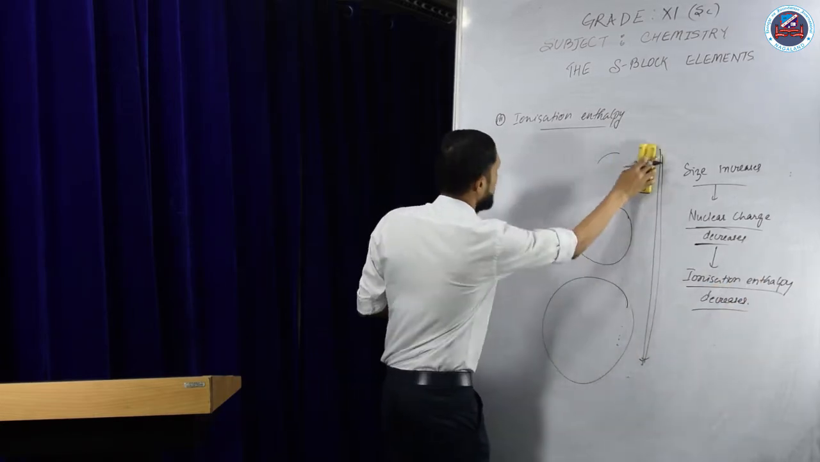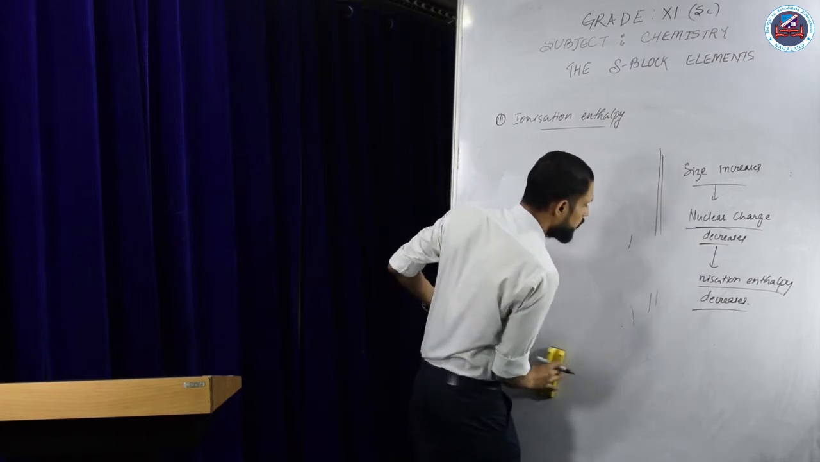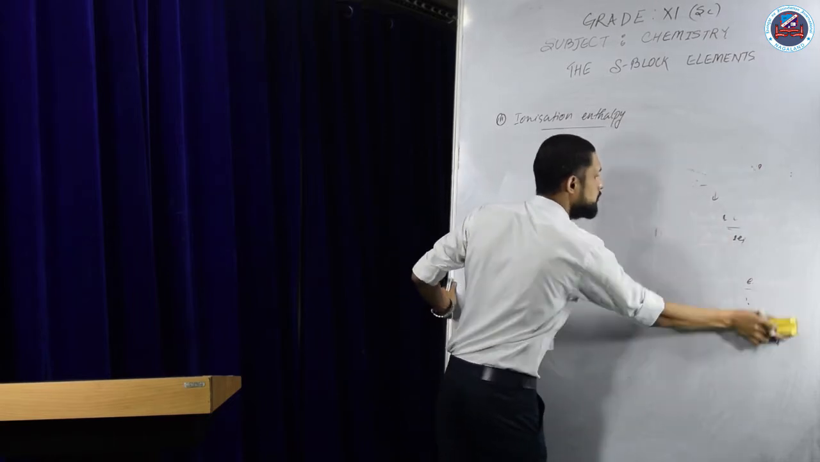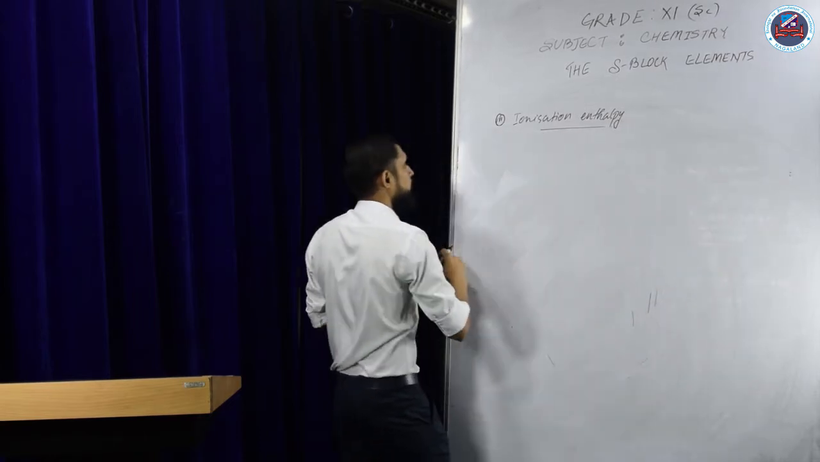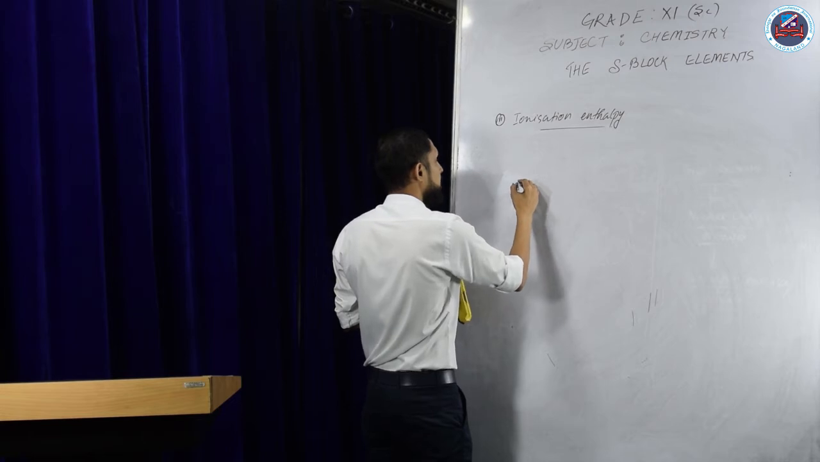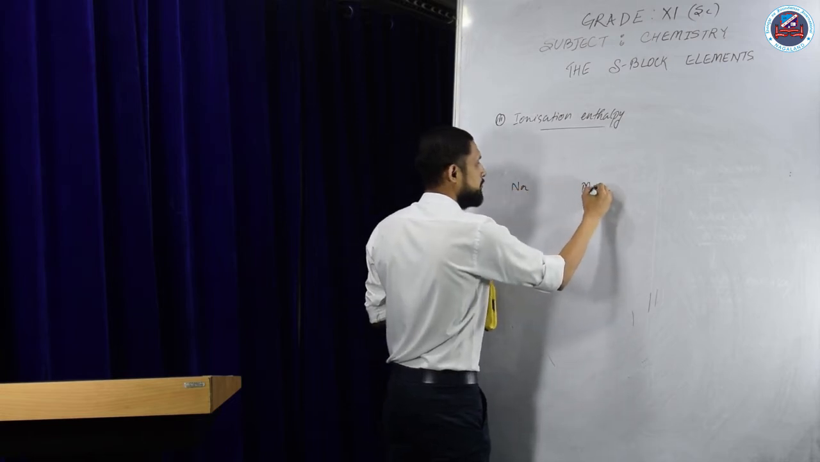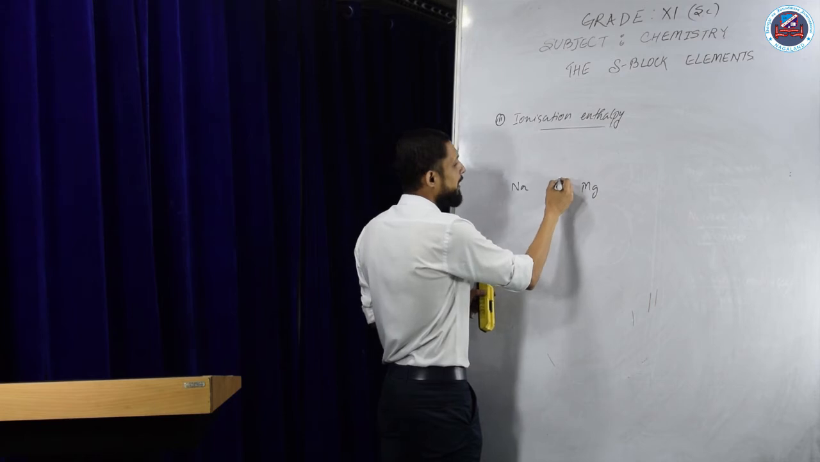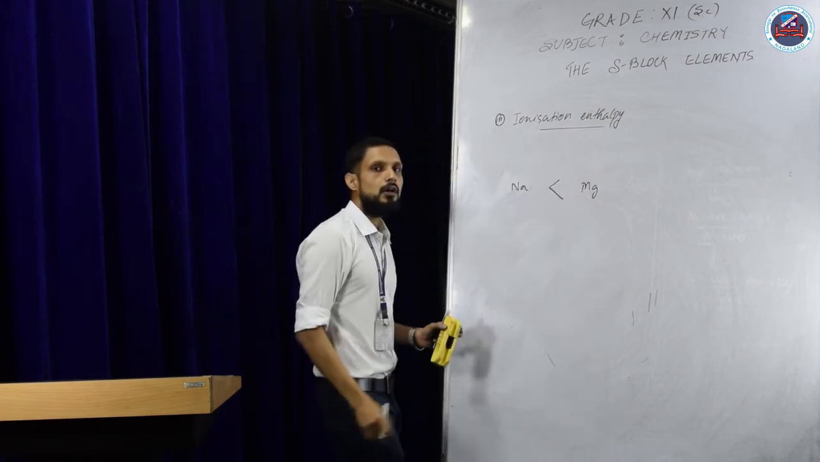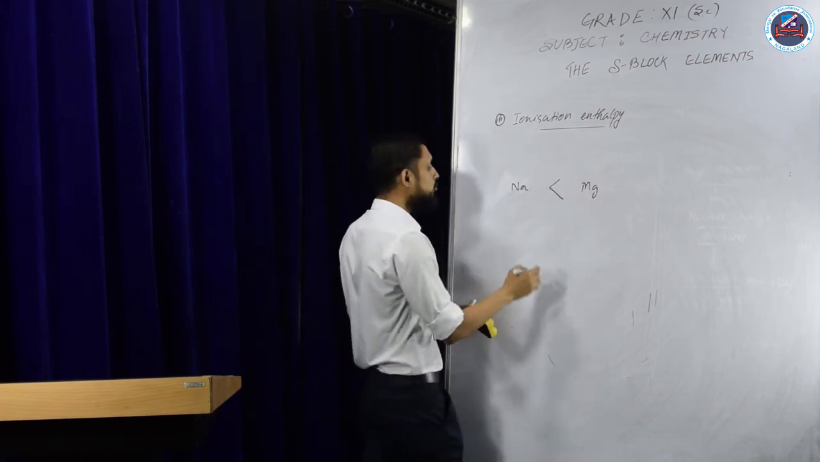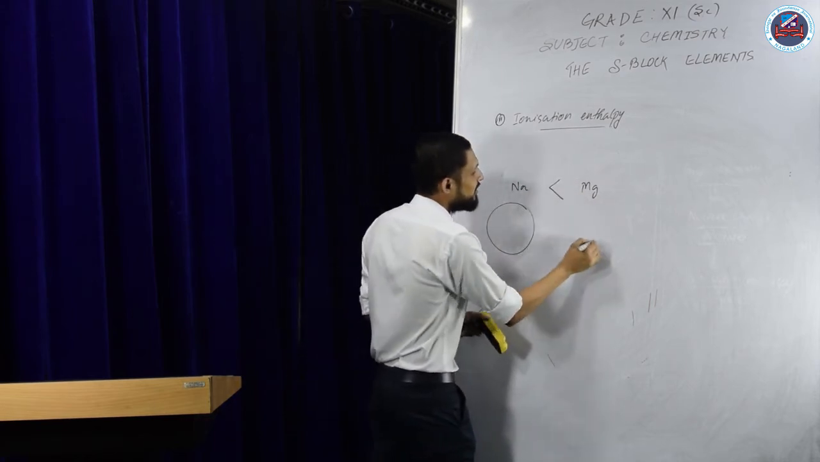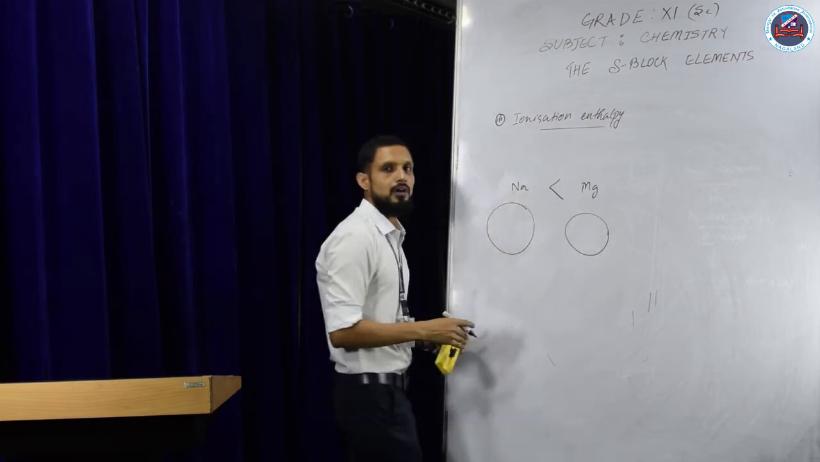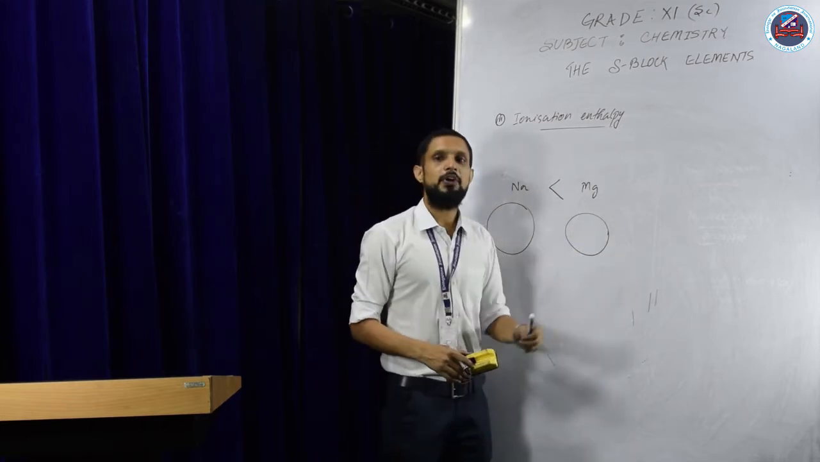Now if we compare the elements of group 1 and group 2, so if you compare sodium with magnesium, the ionization enthalpy of magnesium will be more than sodium. This is due to the decrease in size across the period.